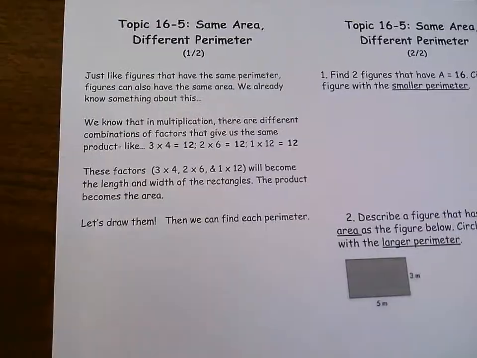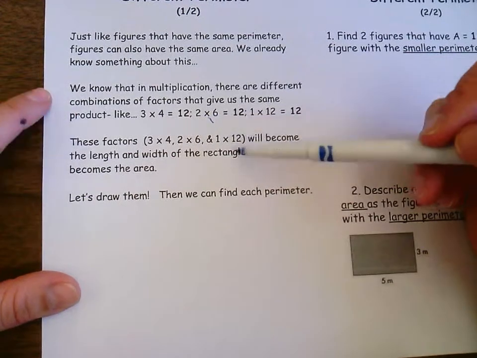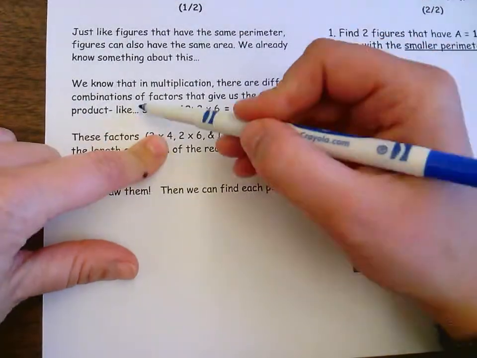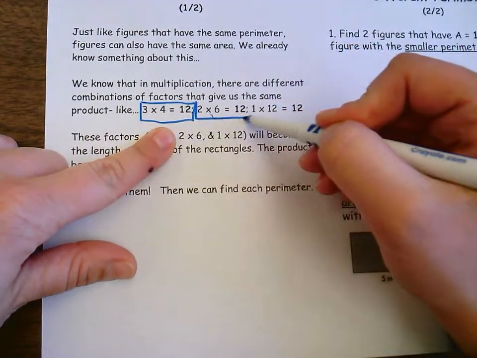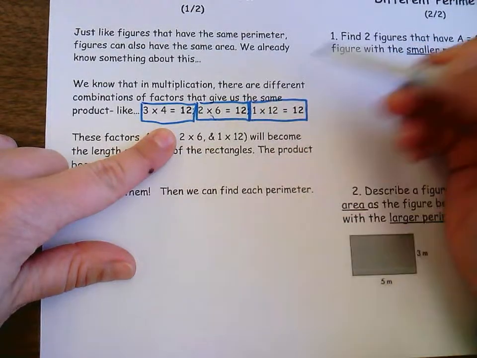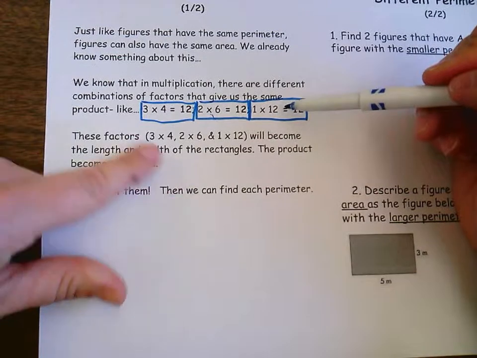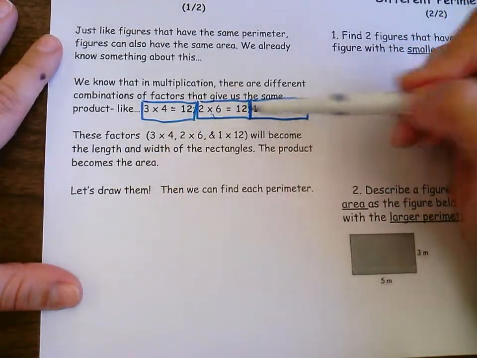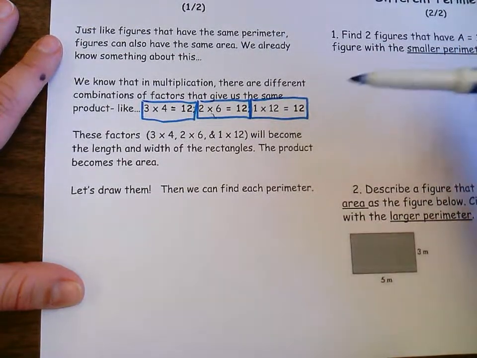Just like figures that have the same perimeter, figures can also have the same area. And we actually already know something about this. We know that in multiplication, we have different combinations that will give us the same product. So here are some examples. 3 times 4 equals 12, but so does 2 times 6, and also 1 times 12. These different combinations of factors can also be the length and width of our rectangle. So this is actually 3 different rectangles we could make that all have the same exact area.